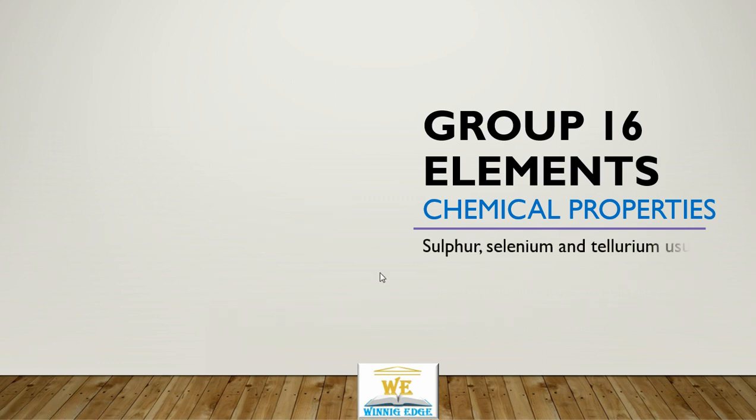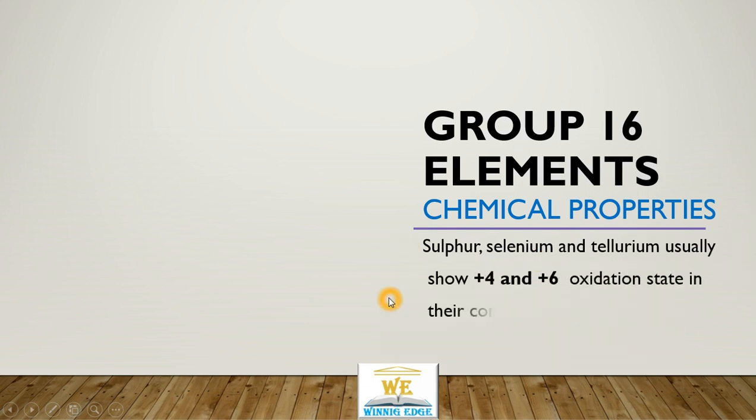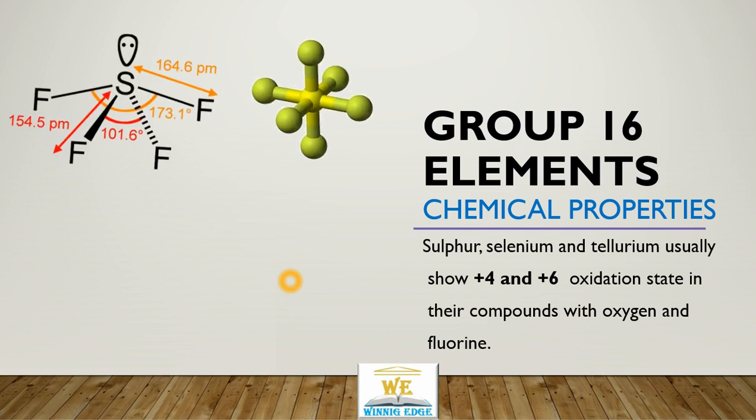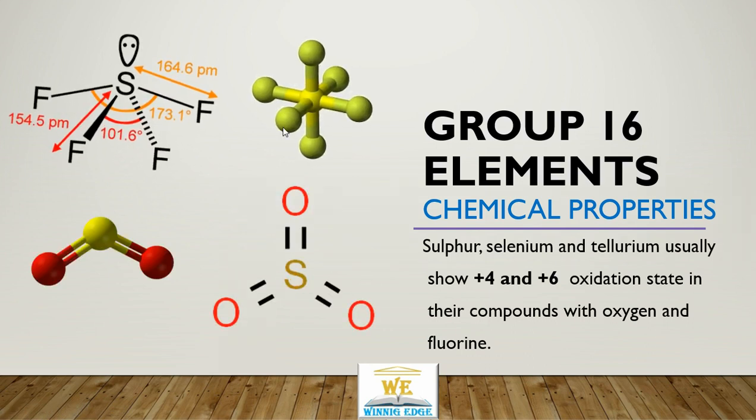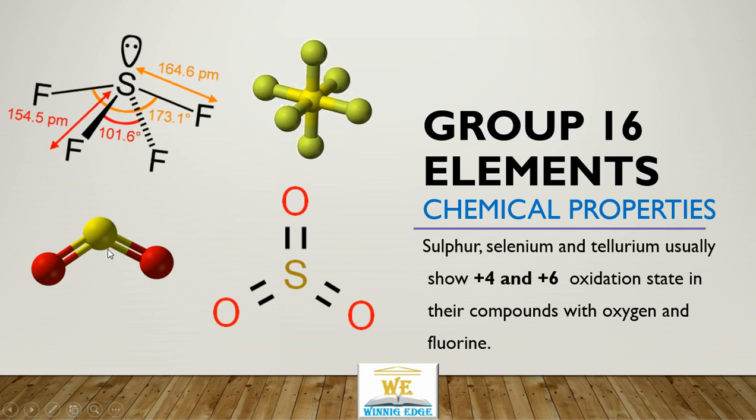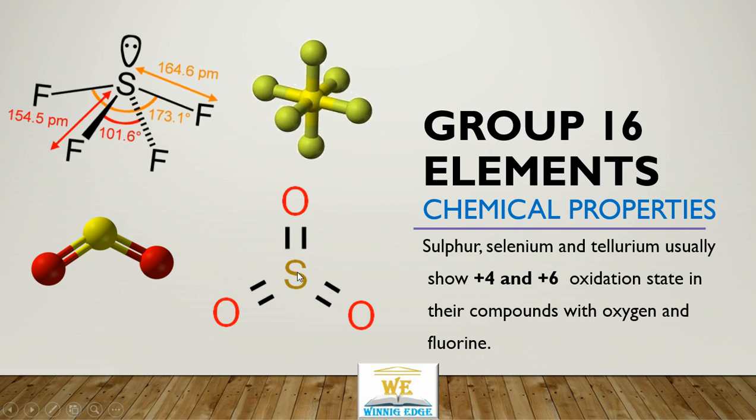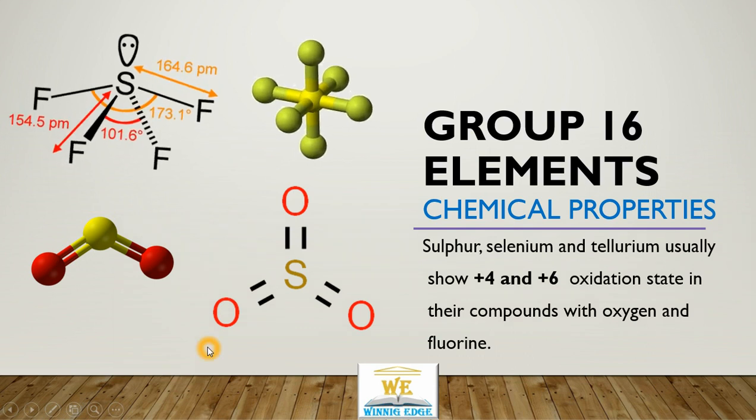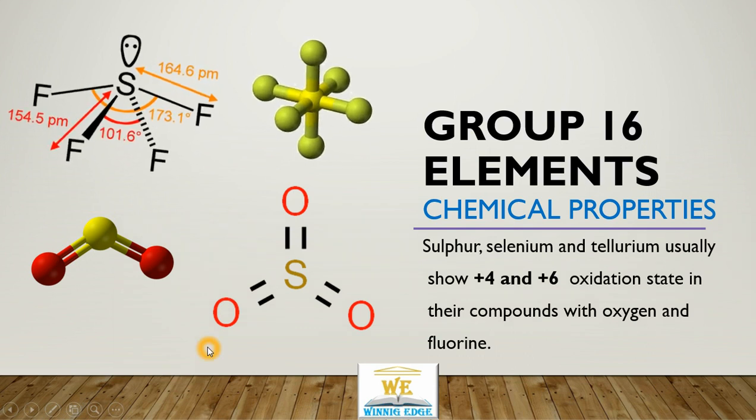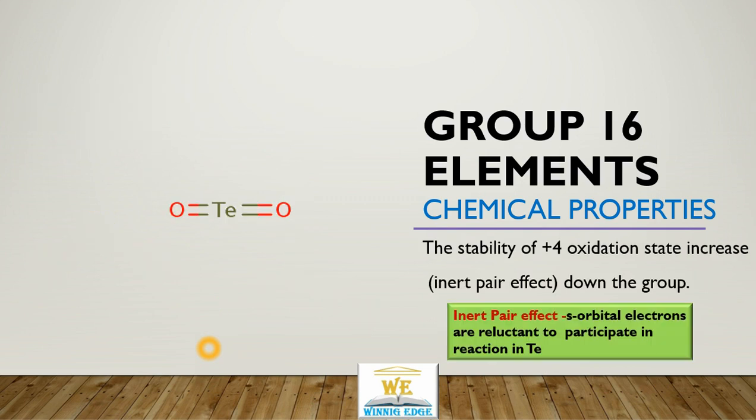Sulfur, selenium and tellurium usually show +4 and +6 oxidation states in their compounds with oxygen and fluorine. Like sulfur tetrafluoride, we have sulfur hexafluoride. Then we have sulfur dioxide and sulfur trioxide, with +4 and +6 oxidation states for sulfur. This is tellurium oxide with a +4 oxidation state.